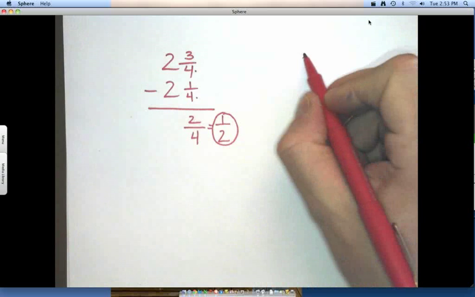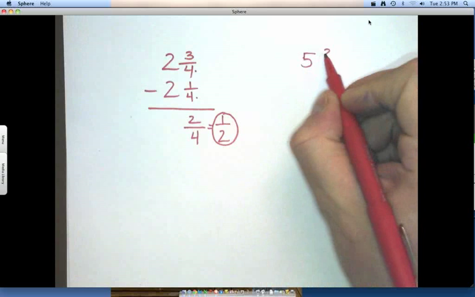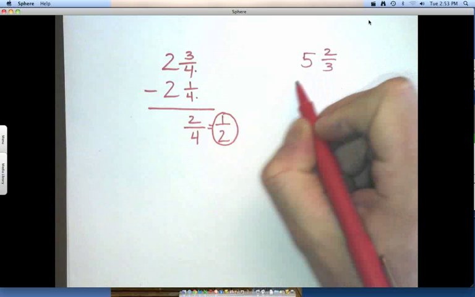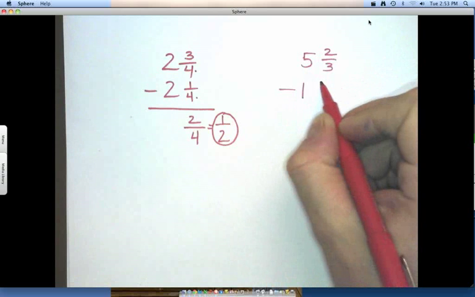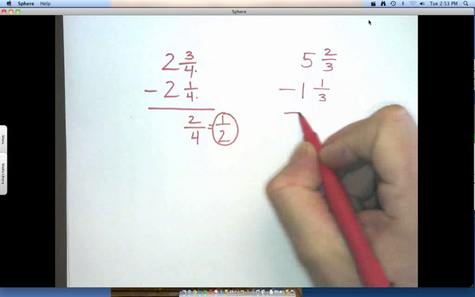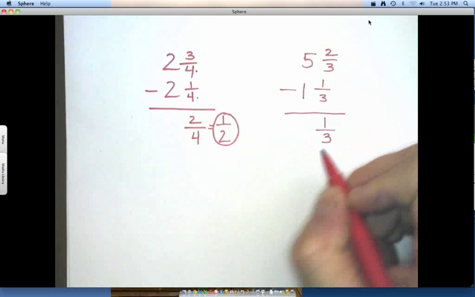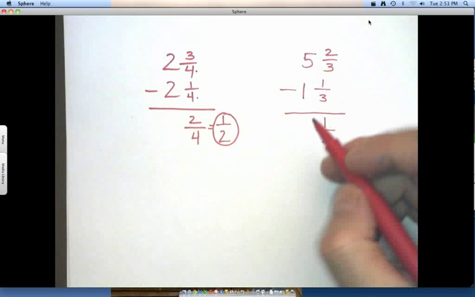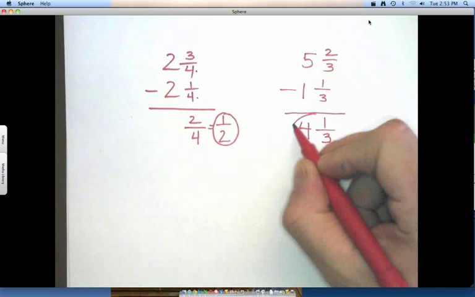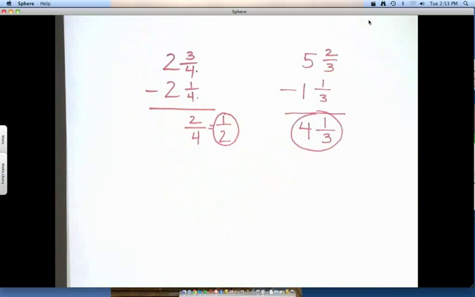Another one, if I have 5 and 2/3 minus 1 and 1/3, 2 minus 1 is 1. Notice I'm doing that right away because my denominators are the same. 5 minus 1 is 4. So the correct answer is 4 and 1/3.